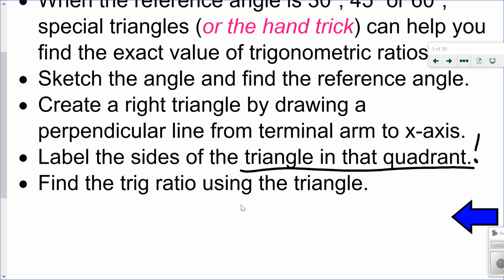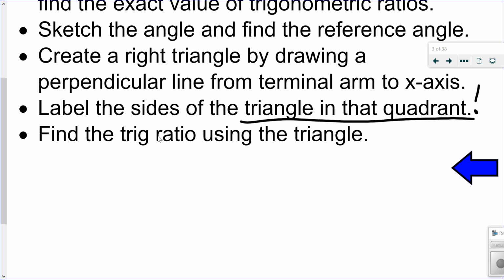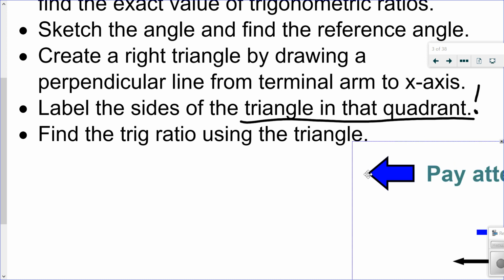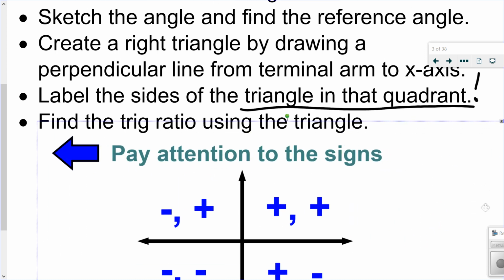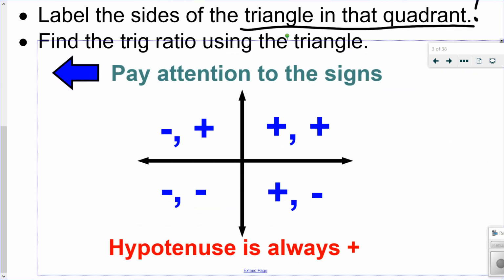But our hypotenuse will always be positive. And then you're just going to find the trig ratio using that triangle. Okay, so I really want you to pay attention to the signs. Okay, so the signs in all the quadrants.